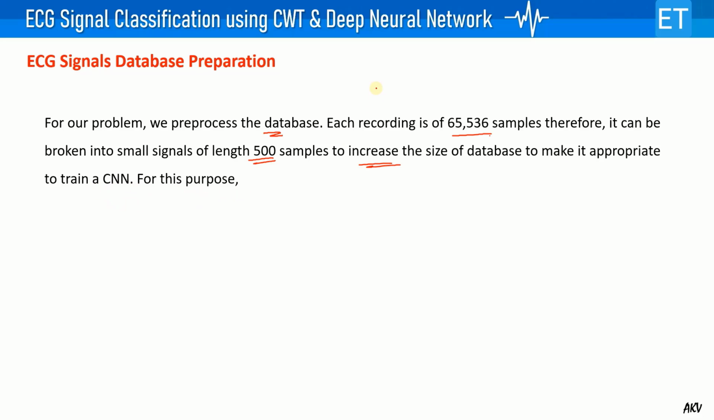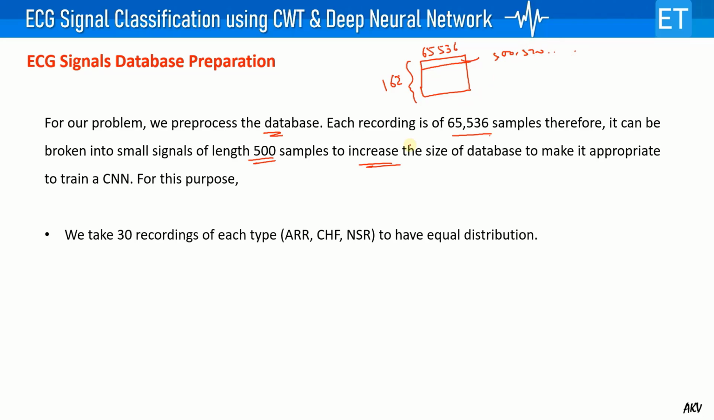So as you see, we have a total of 162 recordings. I mean 162 rows, and each recording is of 65,000 samples. So instead of taking only the 162 recordings, which will of course be less to train a CNN, we will take each signal and divide these signals into chunks of 500 samples. So that's why we can increase the size of the database.